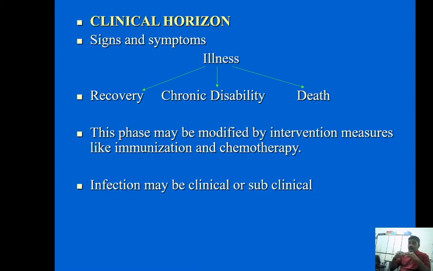But certain infections may be clinical, and certain infections may be subclinical. Many times you don't even know that you have the disease. That's why I was stressing again and again that there are a lot of asymptomatic people with COVID. They don't even know that they have the disease, and they don't have any symptoms. But the virus is replicating within their body. They are infected. So infection may be clinical or subclinical.